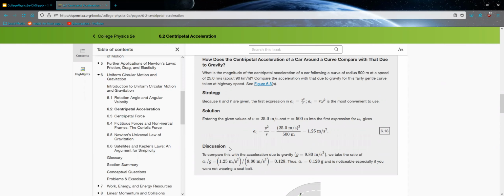So you have a car following a curve of radius 500 meters at a speed of 25 meters per second, 90 kilometers per hour. Compare the acceleration due to gravity for this fairly gentle curve taken at highway speeds. So how do these things relate to each other? Well, what is gravity? Gravity is an acceleration, right? 9.8 meters per second squared.